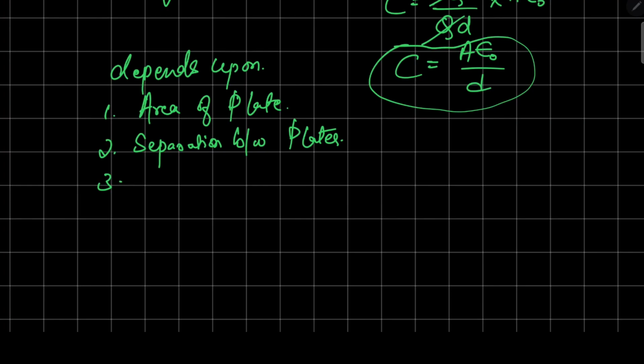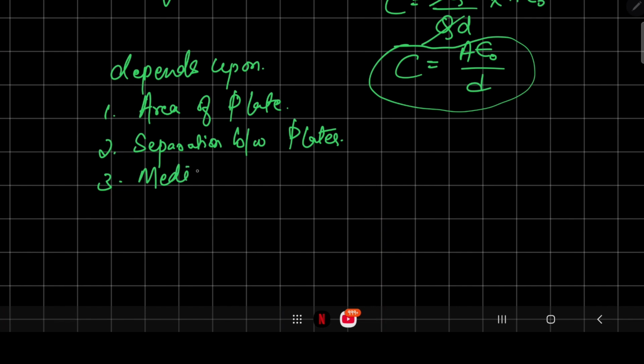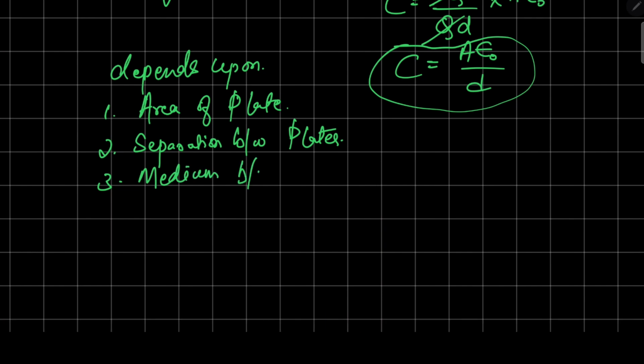If you increase the area, the capacitance will increase, and that is intuitive also. Why? Because if you increase the area, we think that a greater number of charges can be brought into that capacitor. And third is the medium between the plates. If the medium between the plates changes, then we cannot write epsilon naught, which is the absolute permittivity of free space, a constant with the value 8.85 times 10 to the power minus 12. So that is going to change, and that is going to affect the capacitance of a parallel plate capacitor.